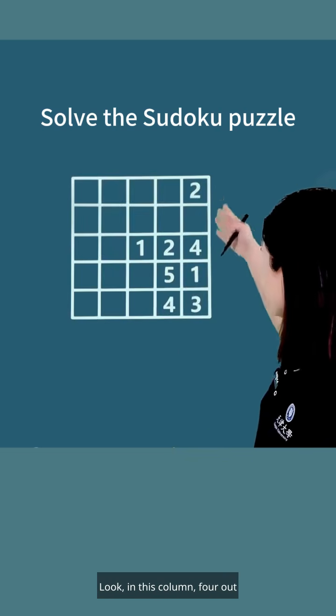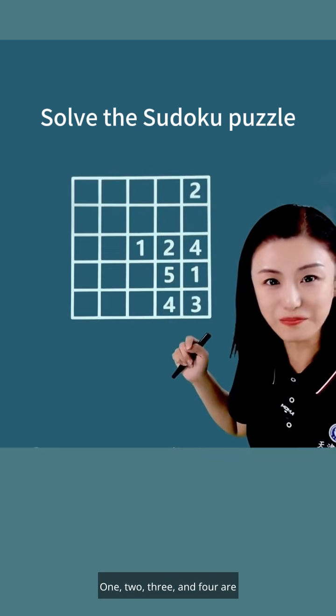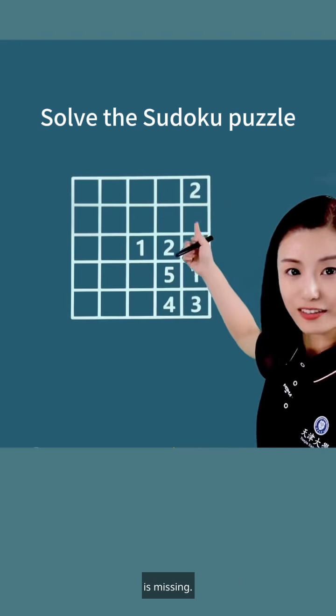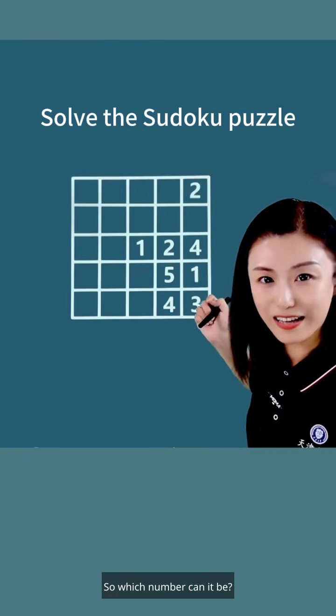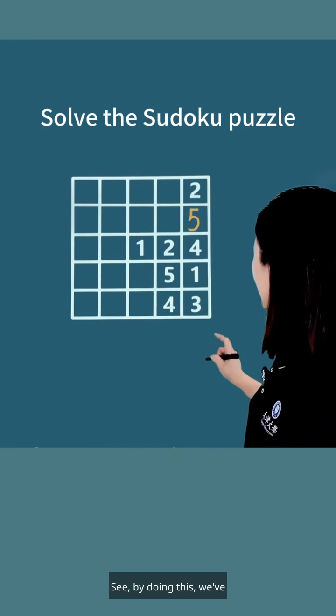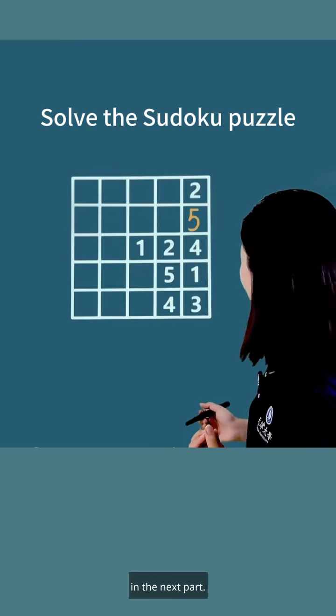Look, in this column, 4 out of 5 numbers have already been given to you. 1, 2, 3, and 4 are all there. So only one number is missing. So which number can it be? In this box, the only number we can fill in is 5. See, by doing this, we've completed this column. Now, let's continue and fill in the next part.